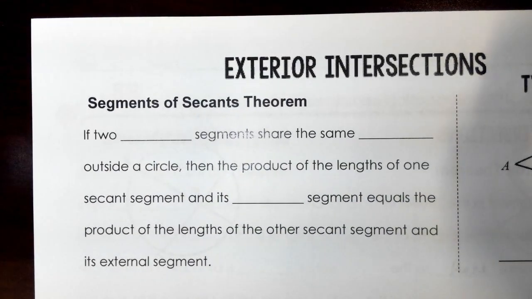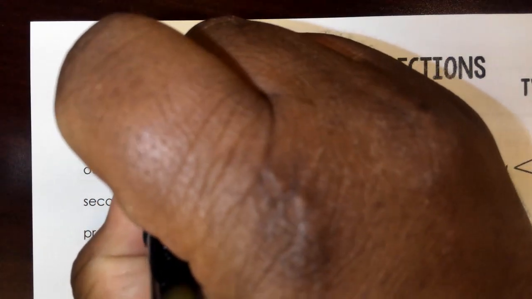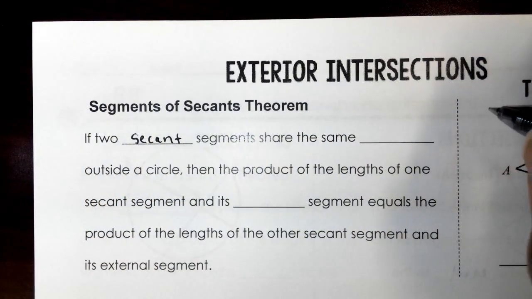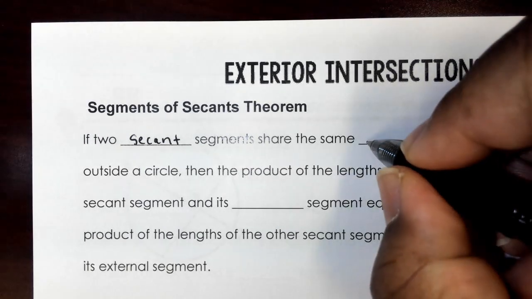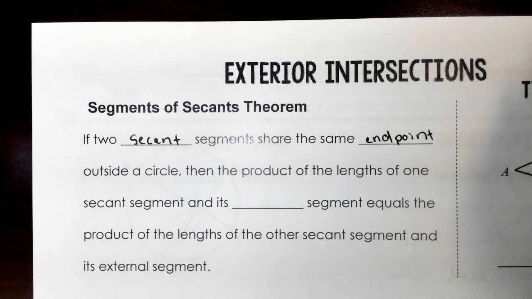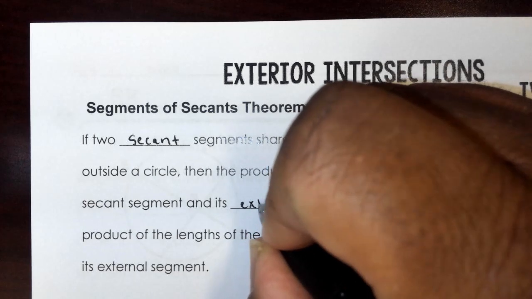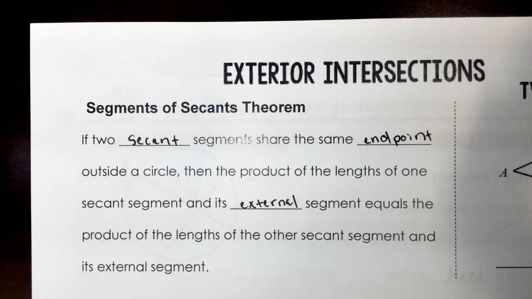Alright. The first one, segment of secant theorem. If two secant segments share the same endpoint outside of the circle, then the product of the lengths of one of the secant segments and its external segment equals the product of the lengths of the other secant segment and its external segment. That's a lot to say, this, what they're telling you in so many words.